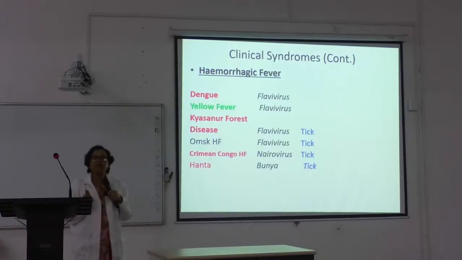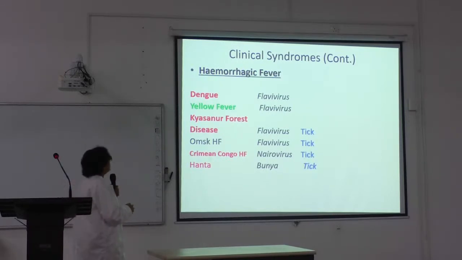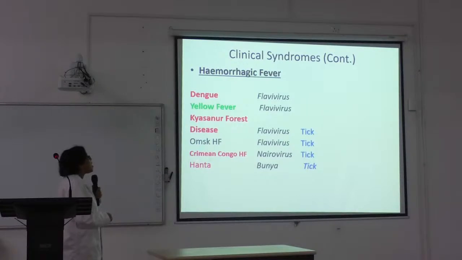Hemorrhagic fever. This is one important question. Name the arboviral disease which causes hemorrhage. Hemorrhagic fevers are dengue, yellow fever, Kyasanur forest disease, Crimean-Congo hemorrhagic fever, Hanta fever.